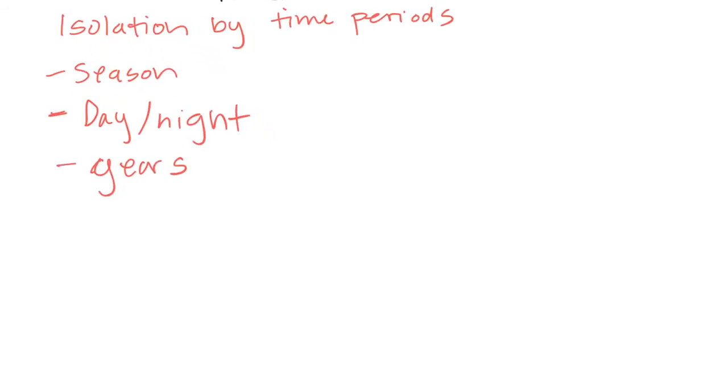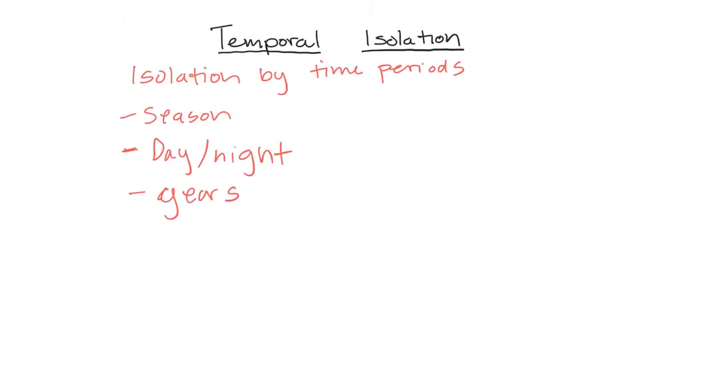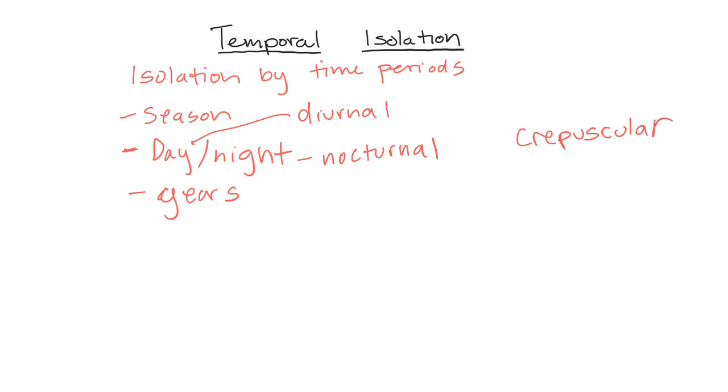So, strange. Vampire, right? So day is diurnal, night is nocturnal, dawn or dusk is called crepuscular. Can't believe you guys didn't know that. Yeah, me either. I'm sorry.